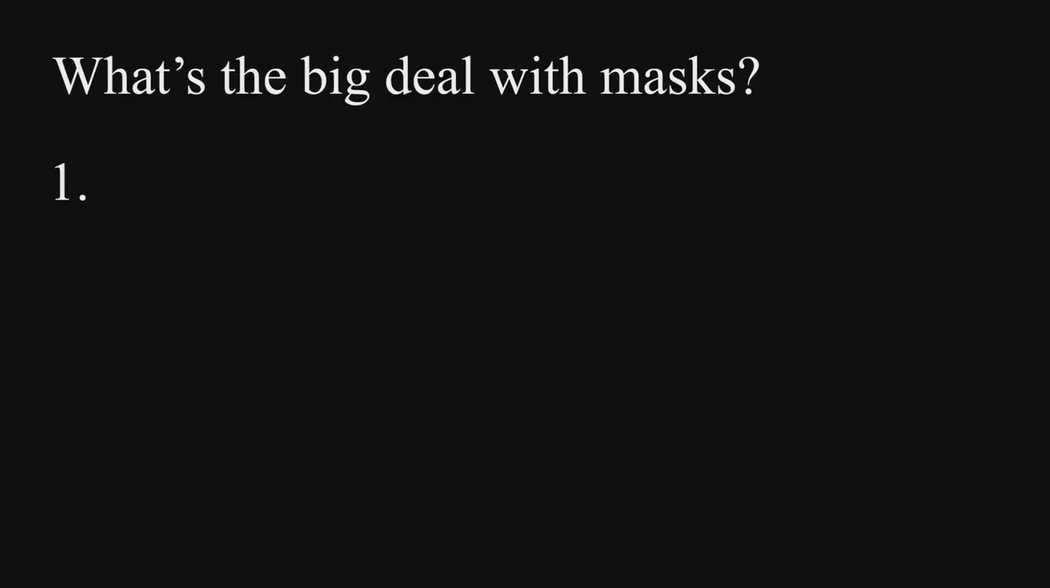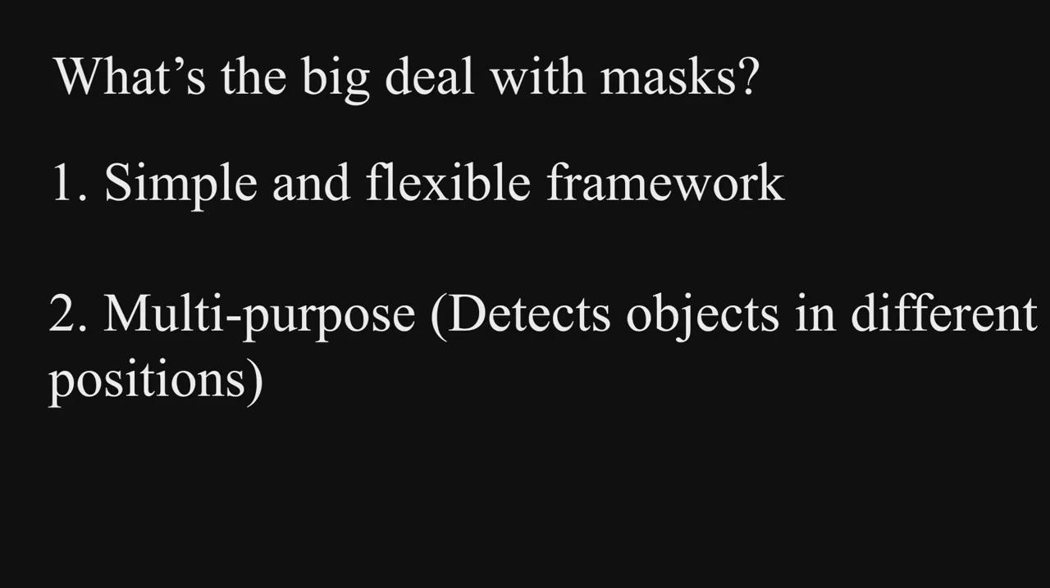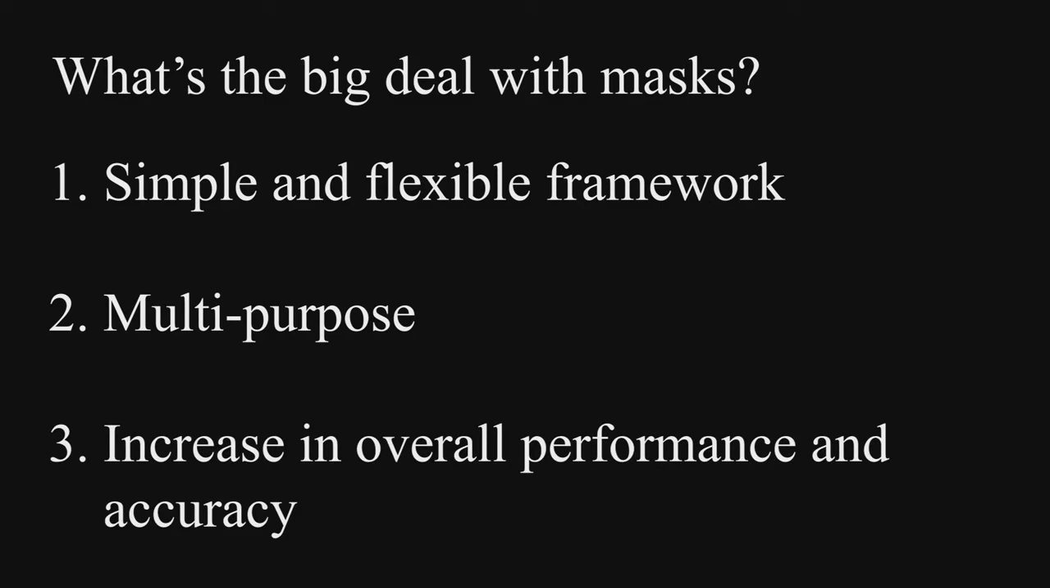Now in Mask RCNNs, for every chair that we detect, we'll also shade it in with a color. And this helps the computer understand the object's spatial layout in more detail. So what's the big deal with all these masks? Well, one, it's a simple and flexible framework. Two, it's multi-purpose, so it can detect objects in different positions without having to retrain it. And three, it improves the overall accuracy and performance compared to all other single model entries on competitions.